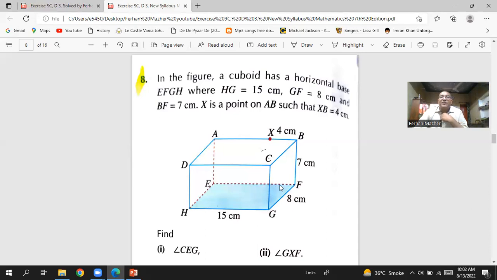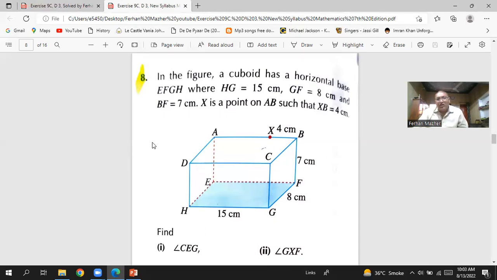So GX prime F will be a right angle triangle. I know X prime F will be 4 centimeter. GF will be 8 centimeter. So I can find GX prime by applying Pythagoras. Once I know GX prime, then I know XX prime will be 7 centimeter, and I can apply Pythagoras and find GX. Once I know GX, FX and GF, by applying the law of cosine, I can find the angle GXF. This is the strategy of solving it.